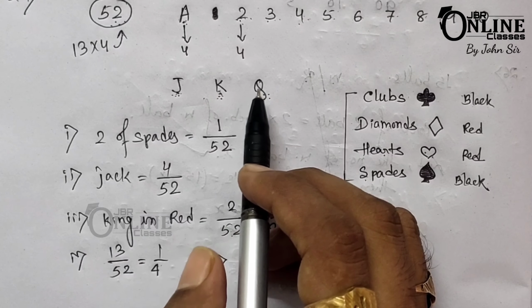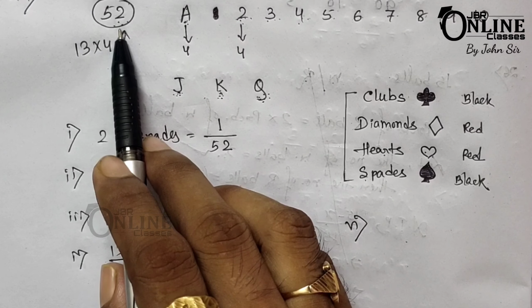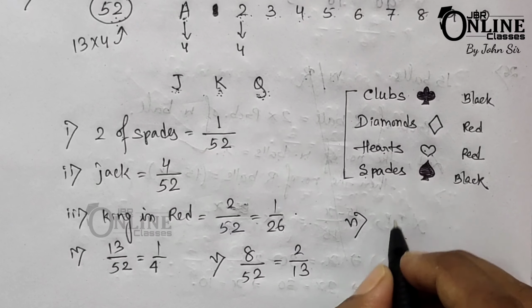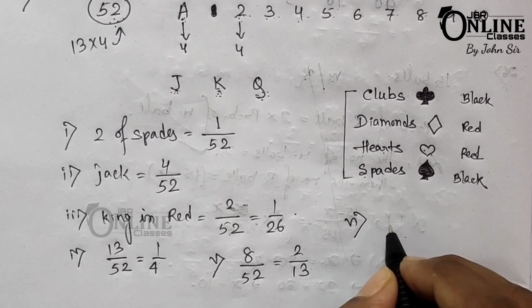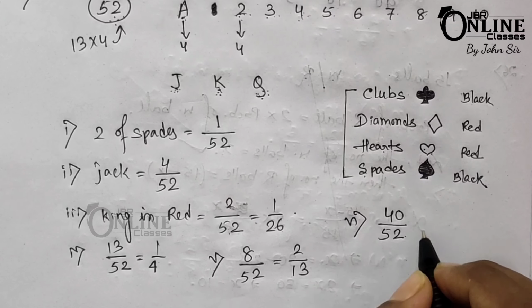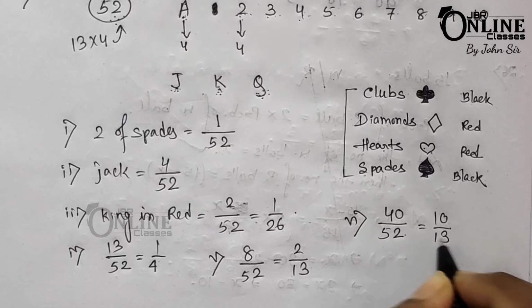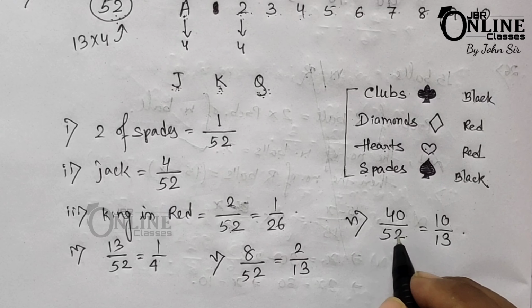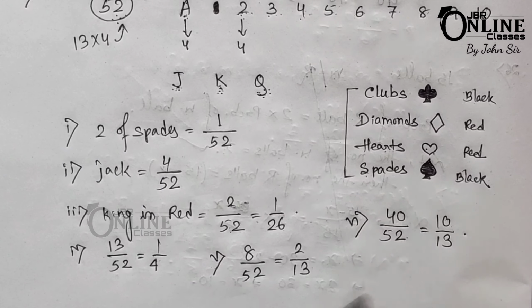So non-face cards means 52 minus 12, and 52 minus 12 equals 40. So the probability equals 40 by 52, and that equals 10 by 13. Okay, 40 by 52 equals 10 by 13.